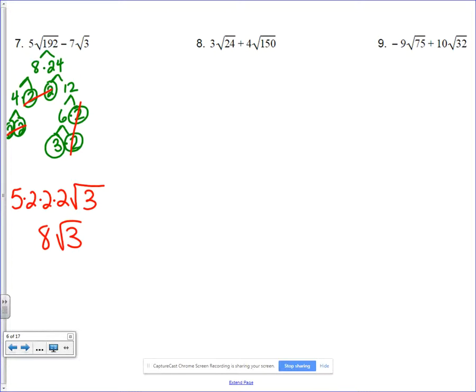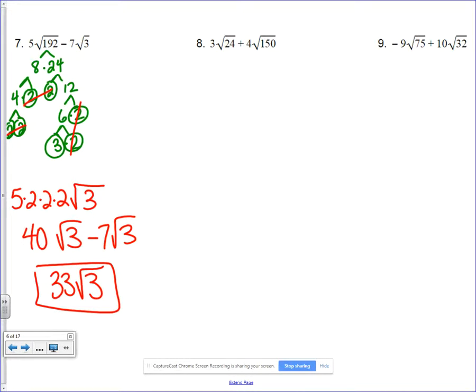Oh, but it's not 8 radical 3. What is it? 40 radical 3. Good. Okay, and now I'm going to drop down the minus 7 radical 3. Do they match? Great. So we're going to combine them. And what's that give me? Did I hear 33 from over there? Notice, again, I'm not changing the radicals. After I get them to match, they stay the way they are.